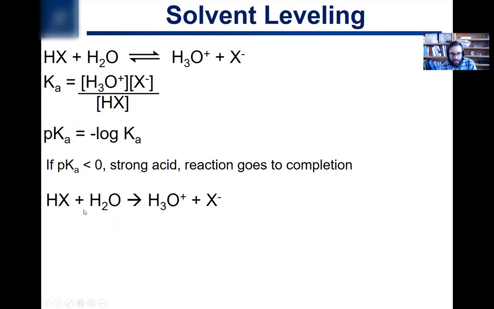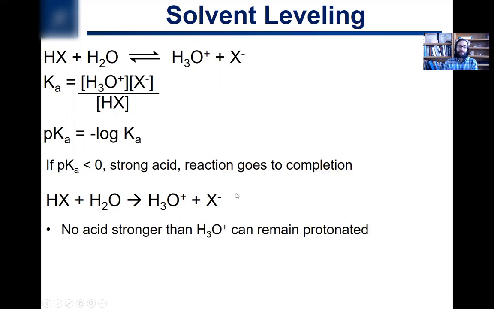For every 1 mole of HX that reacts with water, you're going to generate 1 mole of hydronium and 1 mole of halide. And the ramifications of this are actually quite large, okay? That means that you cannot have any acid stronger. What that means is no acid stronger than H3O+, hydronium, can remain protonated. Basically, if you have a stronger acid than H3O+, you're going to do this reaction. Hydroiodic acid is a great example. It's a very, very strong acid, stronger than H3O+. None of it is going to be protonated. It's all going to go to iodide in water.